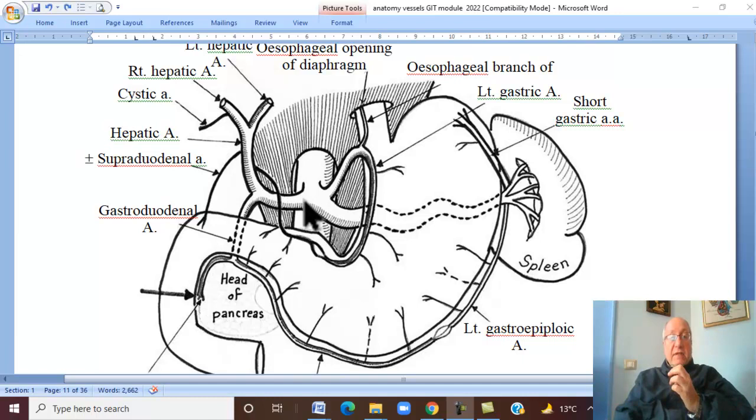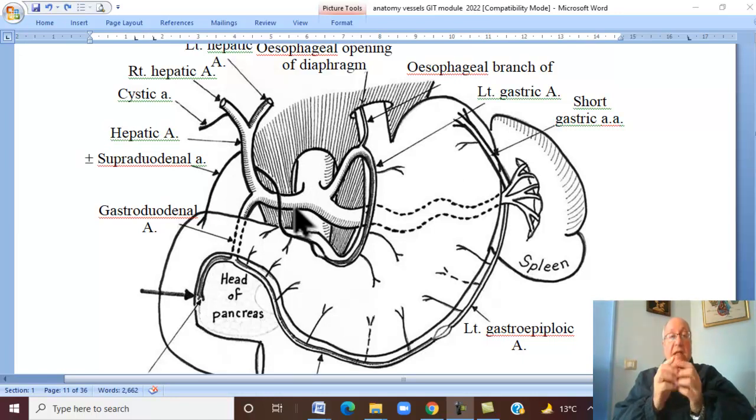Therefore, the hepatic gives right gastric, gastroduodenal, which gives right gastroepiploic and superior pancreaticoduodenal artery, and supraduodenal artery, and the terminal branches, including the right terminal branch which gives cystic artery. These are the branches of the celiac trunk.